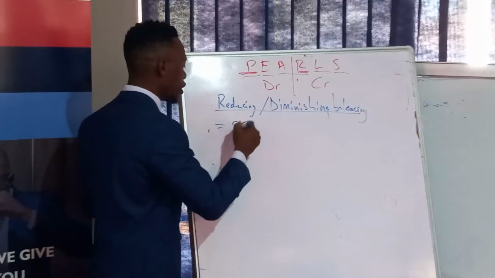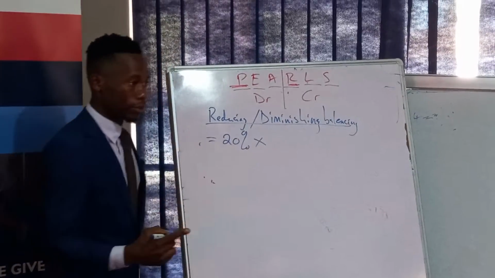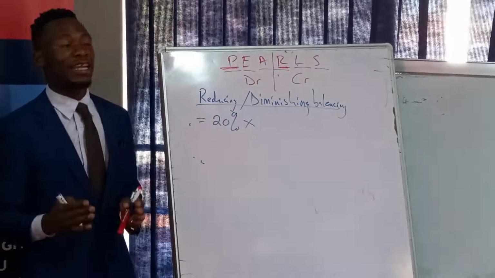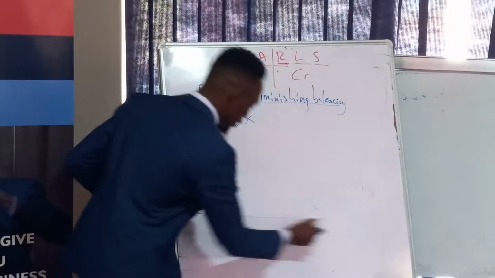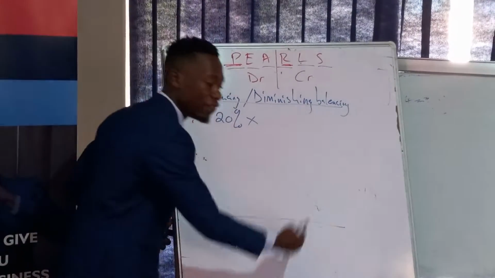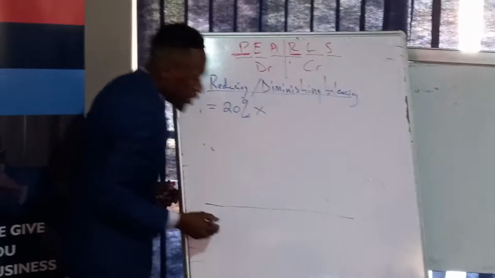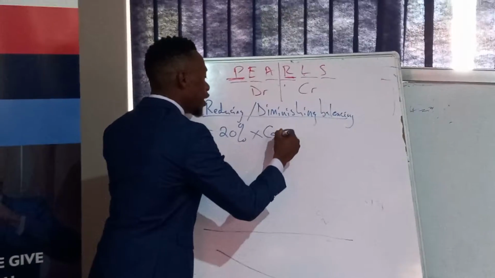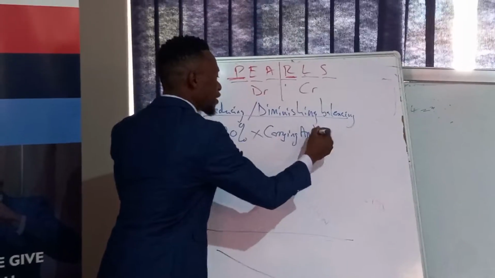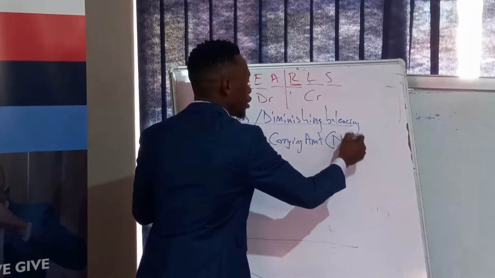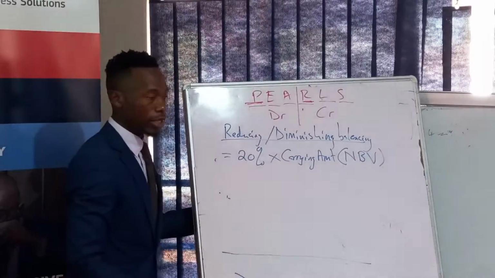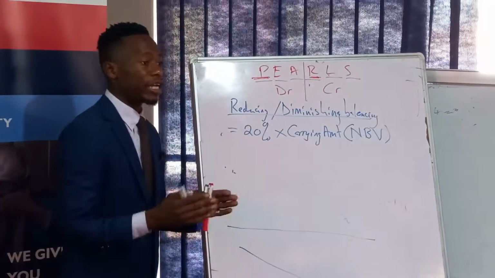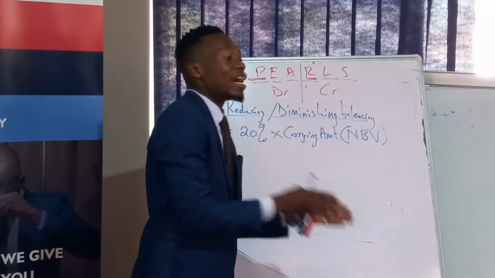So here is what? 20%. We said if it's reducing, you will be multiplying with the carrying amount. You understand? If it's straight line is like this. That means the depreciation will be the same every year, right? But if it's reducing, the depreciation will be what? Decreasing. So therefore, you multiply with the carrying amount. What's carrying amount? This is the same as the one that you used to call net book value. That's the carrying amount, right? How do you get the carrying amount?